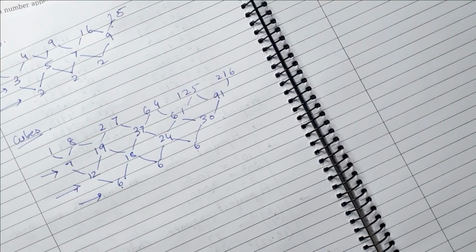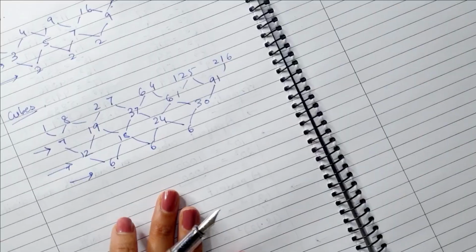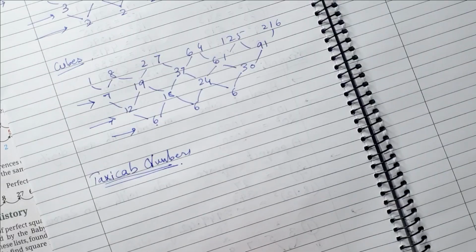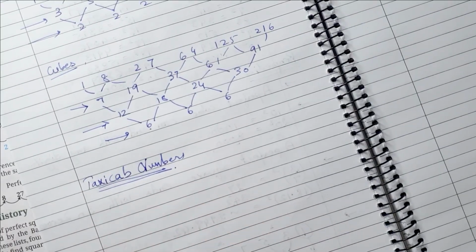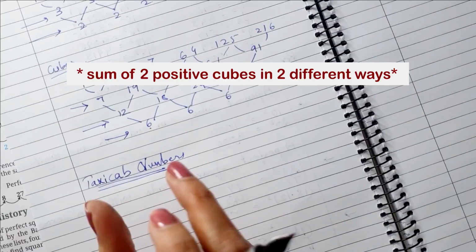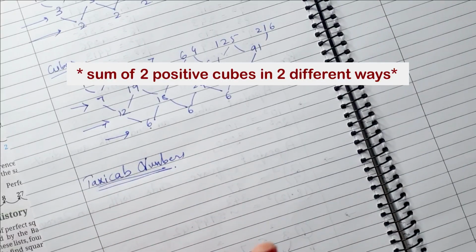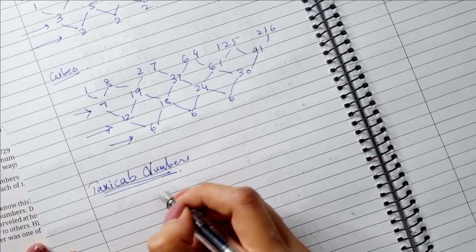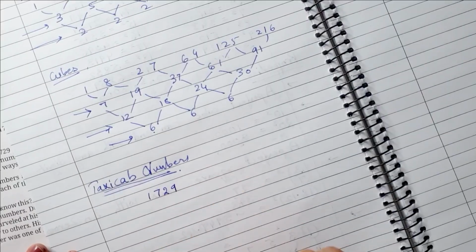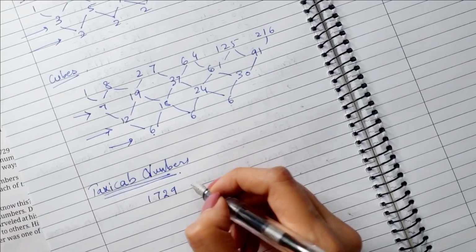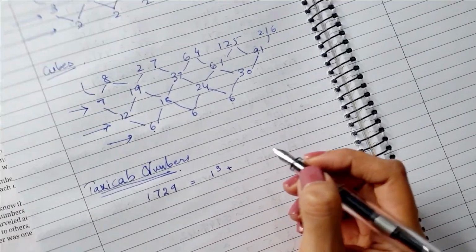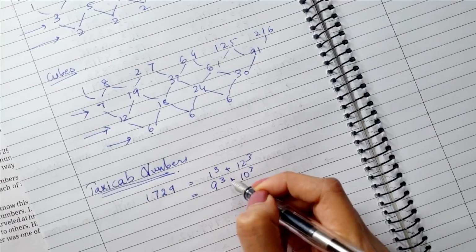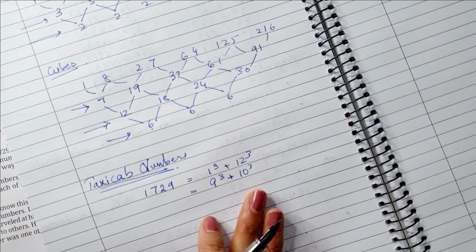Before we move on to finding the cube roots of numbers, there is one topic which is there in your textbook, which is taxicab numbers. And what are taxicab numbers? This is a number which can be expressed as the sum of 2 different cube numbers. Okay, so it's either called a taxicab number or it's also called Hardy-Ramanujan number. So example of this is 1729, right, which can be written as 1 cube plus 12 cube or 9 cube plus 10 cube.